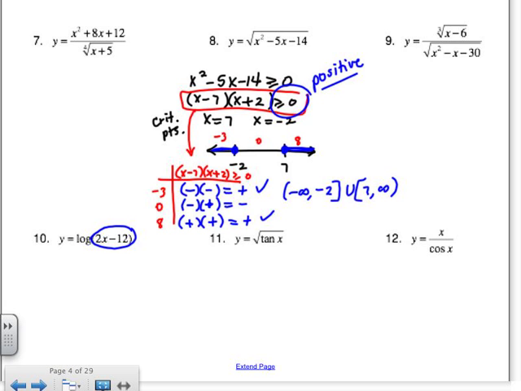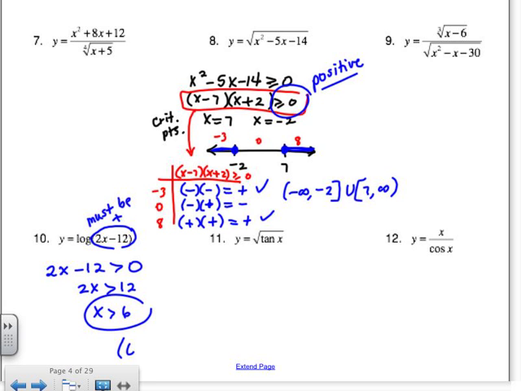But with square roots, we said it had to be greater than or equal to 0, right? In this case, we're going to say it has to be greater than 0, because you can't take the log of 0 either. So greater than 0. So it must be positive. All right, solve it out. So add 12 to the other side, divide by 2. You get x is greater than 6. You can leave it like that. Or if you wanted interval notation, it would be 6 to infinity, everything in parentheses.